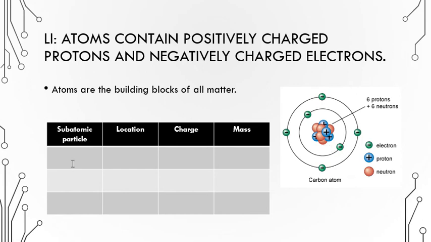Now, the first one we'll look at is the proton. So the proton is located in the center of the atom, and we refer to the center of the atom as the nucleus. Now, protons are positively charged, so it's easy to remember: P for proton, P for positively charged. So they're positively charged, and they have a +1 charge, we'll say.